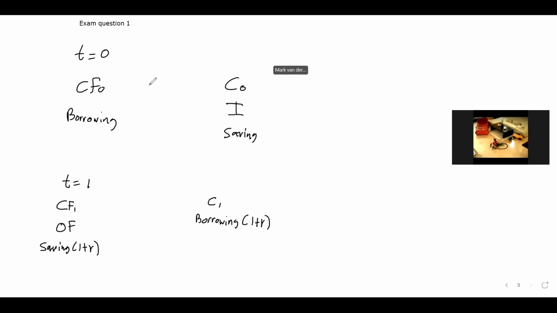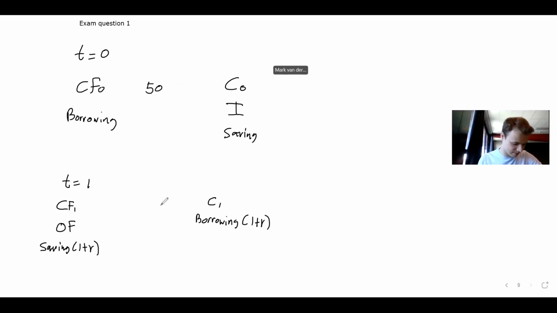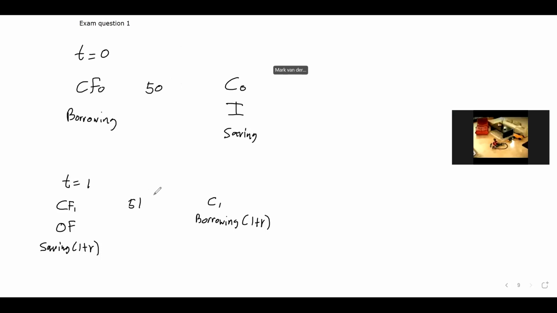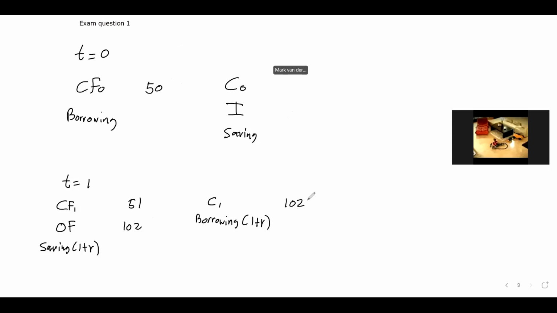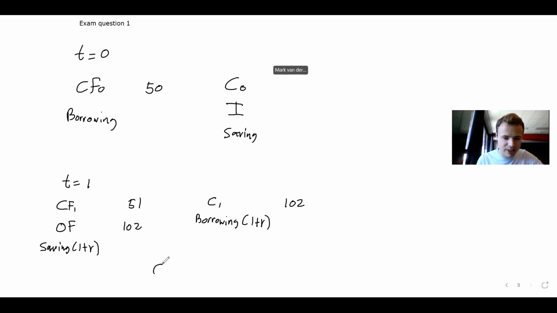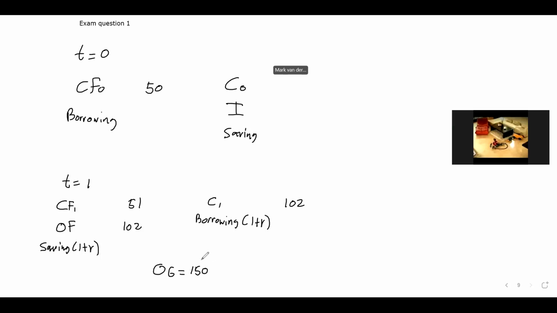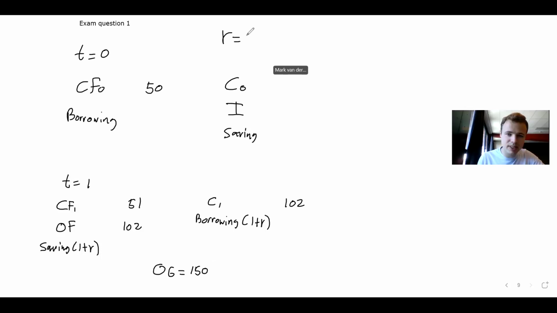So CF0 is 50. CF1 is 51. Perfect. The OF is 102. C0 is 102, I'm sorry. Yes, C1 is 102 indeed. And OG is 150. That doesn't fit in the model, so I just write it down here below, right? OG is 150, just a note. R is 2%.